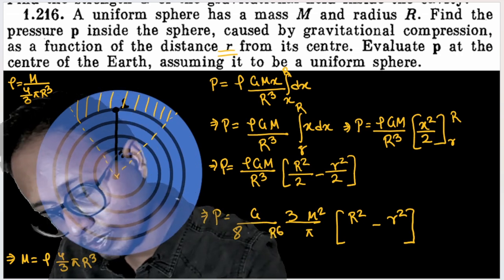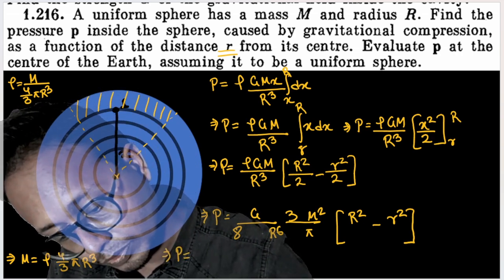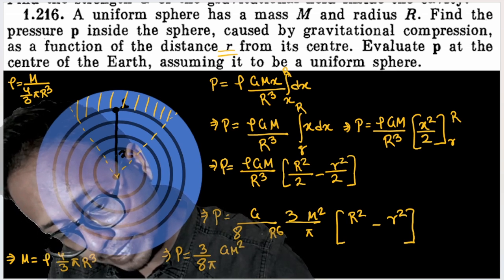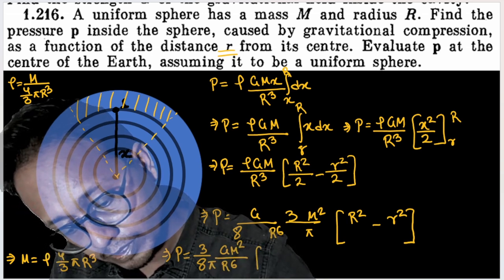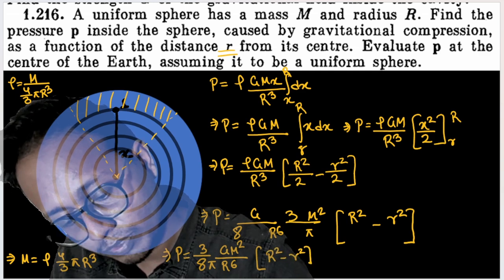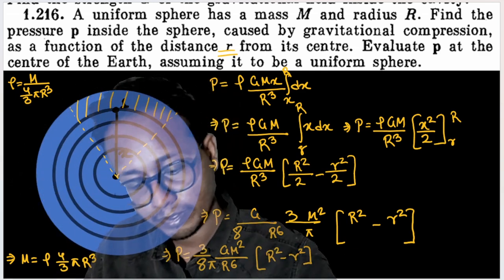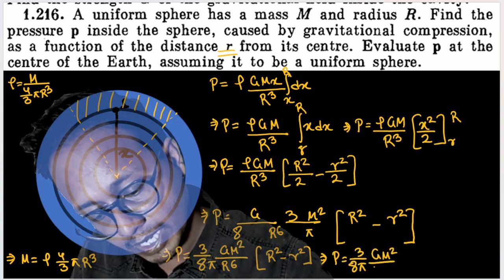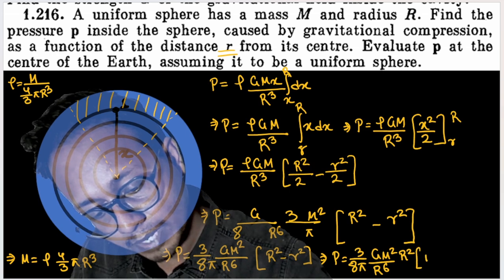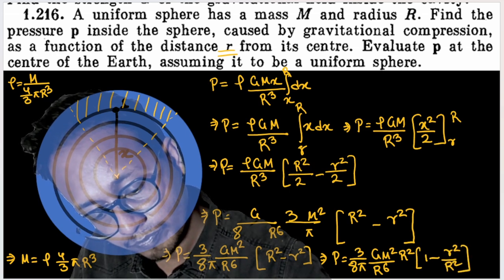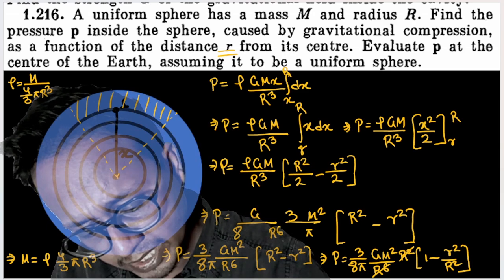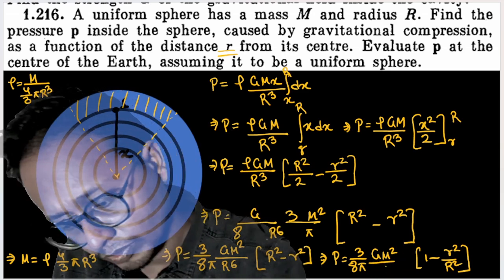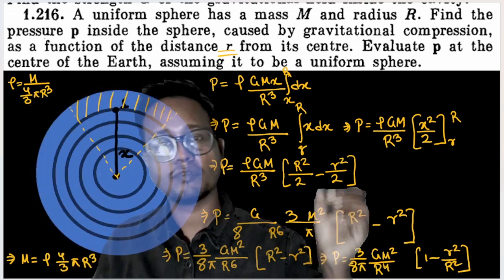Now what I obtained, let me write this neatly. Pressure is equal to 3 by 8 GM square divided by R to the power 6 into capital R square minus small r square. If I want to make this more neat and clean, take R square common. So P is equal to 3 by 8 GM square by R to the power 6, R square into 1 minus r square by R square. So this R square and this R to the power 6 will get cancelled to become R to the power 4. Okay, this was the end of question 216.